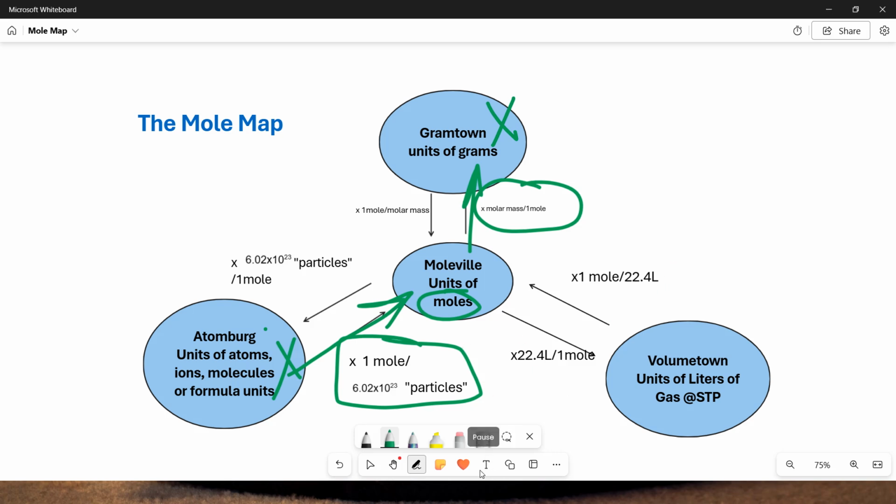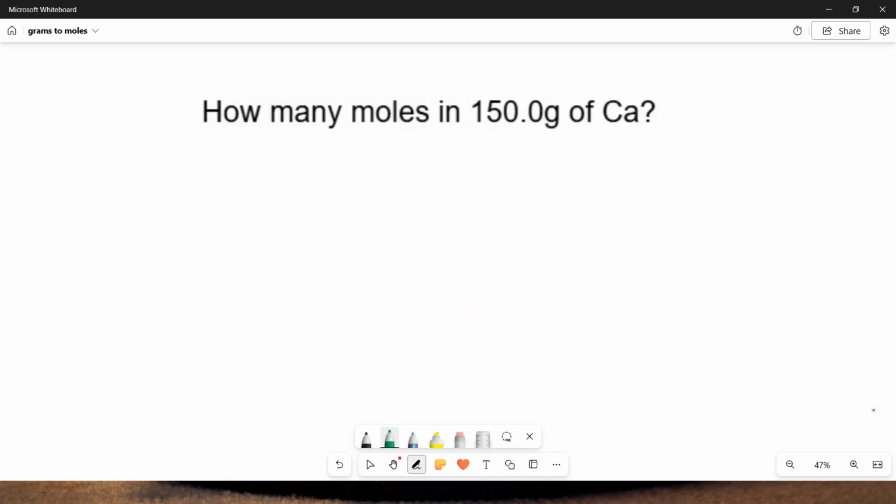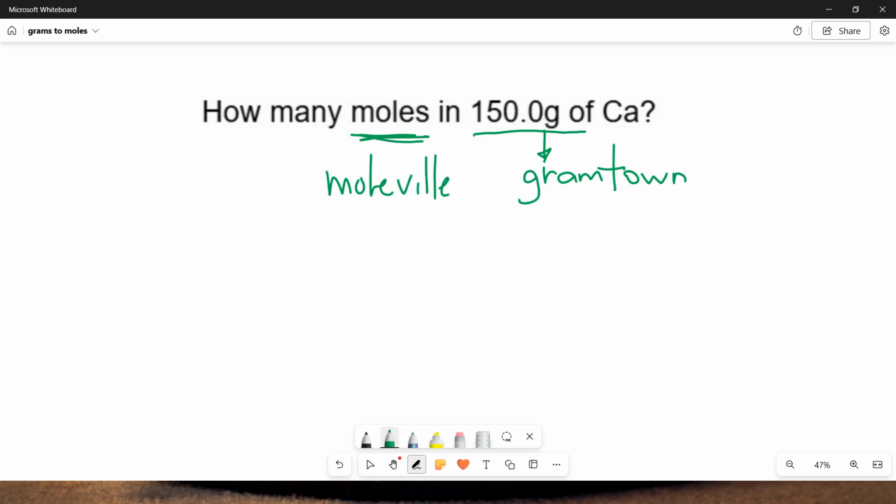So let's look at that first example. In this example, we are going to calculate moles from 150.0 grams of calcium. Looking at my given value, I am in Grahamtown. That's at the top of my mole map. I am going to travel or convert to moles, which is going to be in the middle in Moleville.